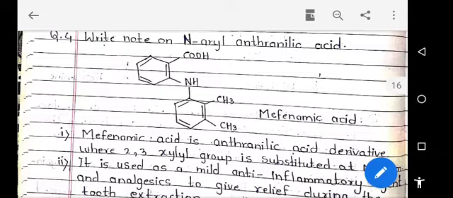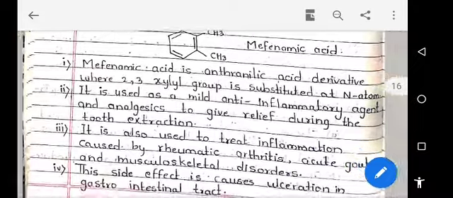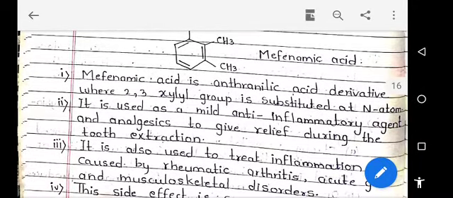One benzene ring is monosubstituted, another benzene ring is bisubstituted. One benzene ring is attached with COOH as a functional group, another benzene ring is attached with the two alkyl groups, that is CH3, at one to one another. And mefenamic acid is an anthranilic acid derivative, where 2,3-xylyl group is substituted at a nitrogen atom.